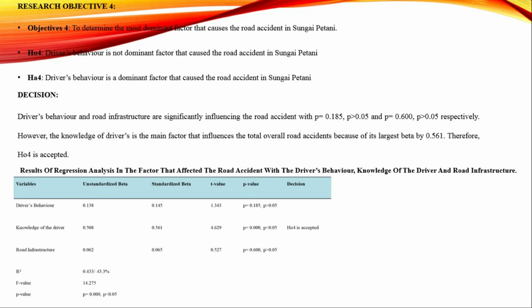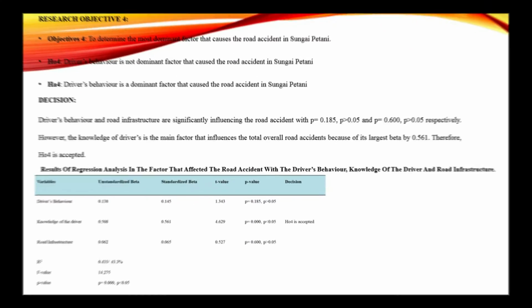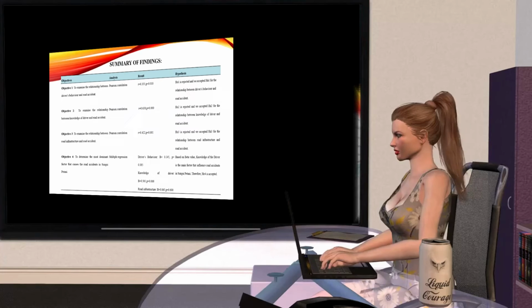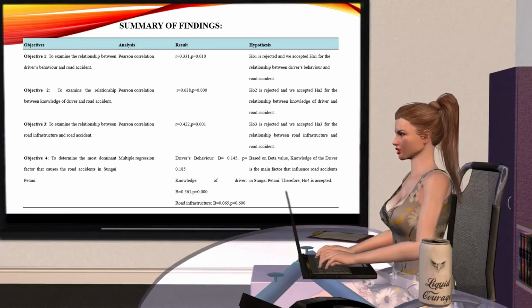However, the knowledge of the drivers is the main factor that influences the total overall road accidents because of its largest beta of 0.561. Therefore, H null 4 is accepted. Summary of findings.